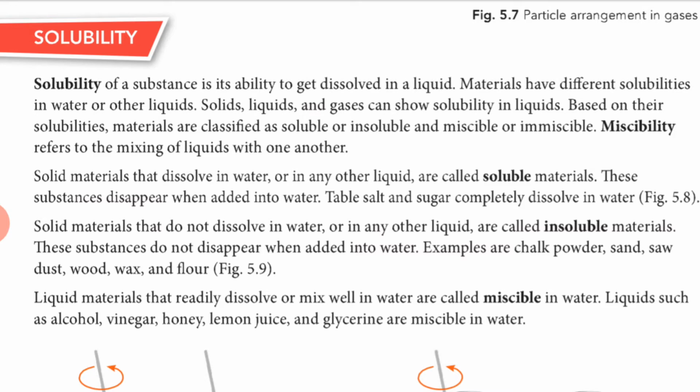Now it is about miscible and immiscible. This is liquid in liquid. That means the liquid which can dissolve in another liquid is called miscible, and the substance which cannot dissolve in liquid is called immiscible, and the property is called miscibility.